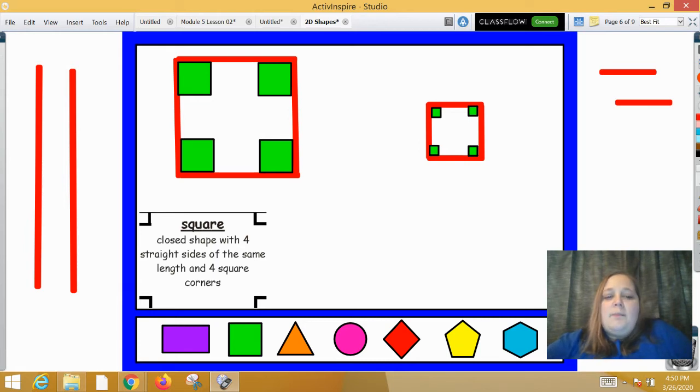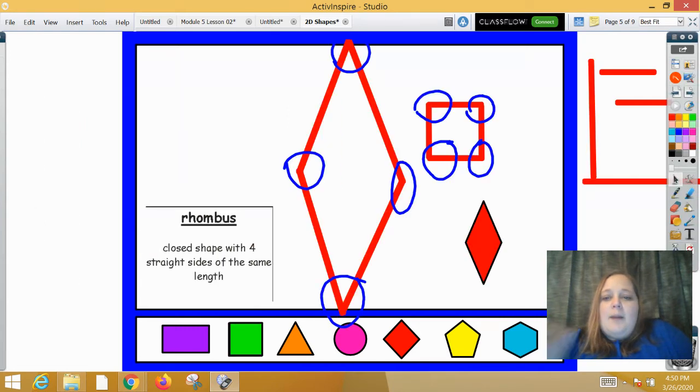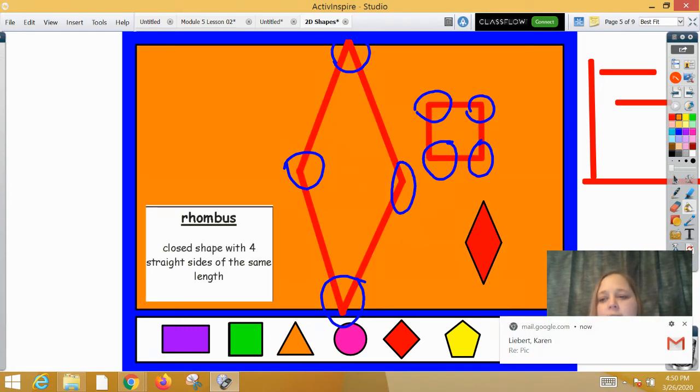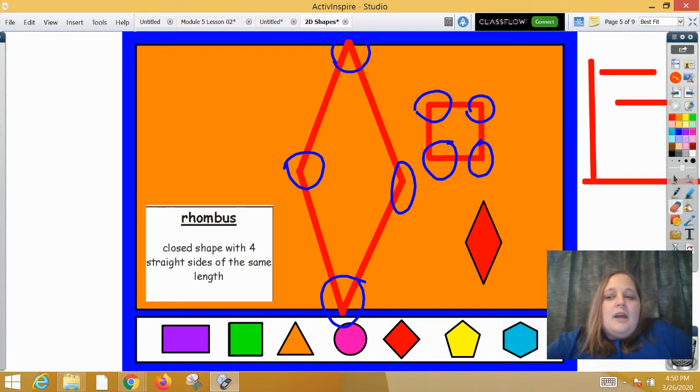A square is a closed shape with 4 straight sides of the same length and 4 square corners. Now, a question for you. If this is a square, but we said a rhombus is also a square can be a rhombus, okay? But is this shape right here, I'm going to highlight it, is this shape right here a square, that one? What do you think? Do you think it's a square?